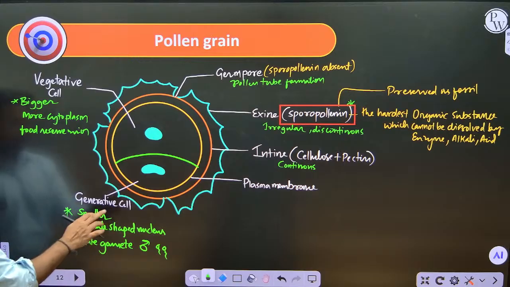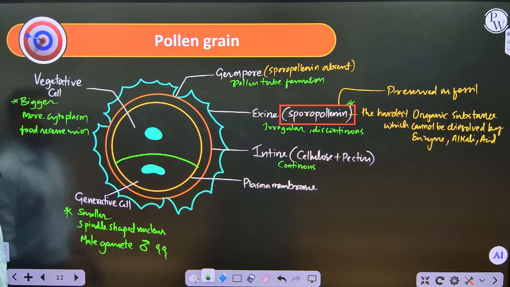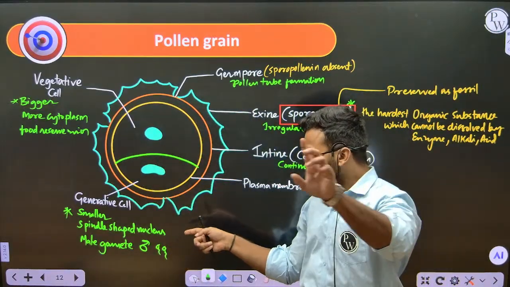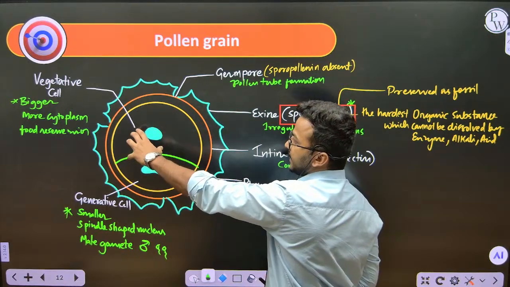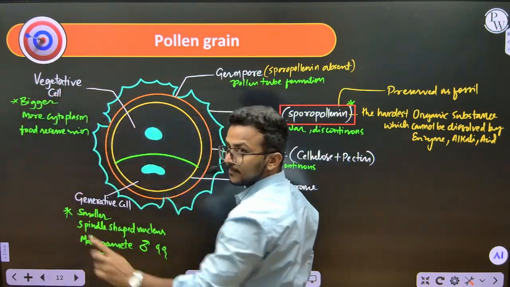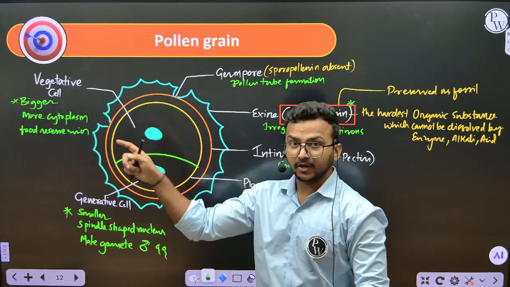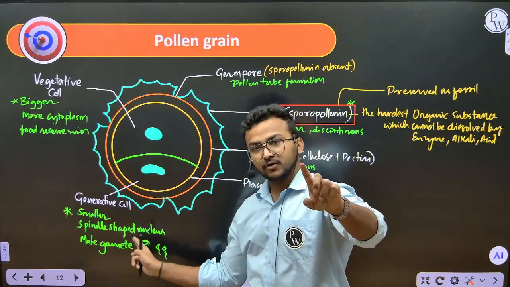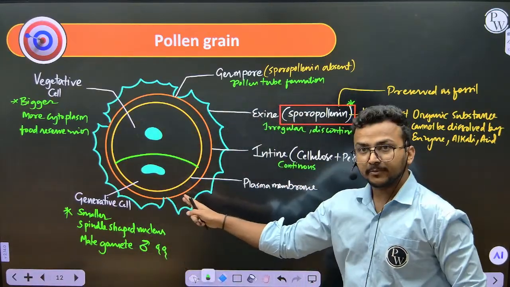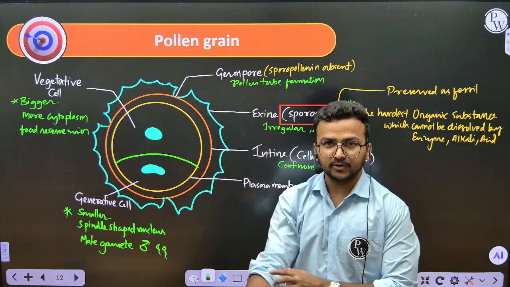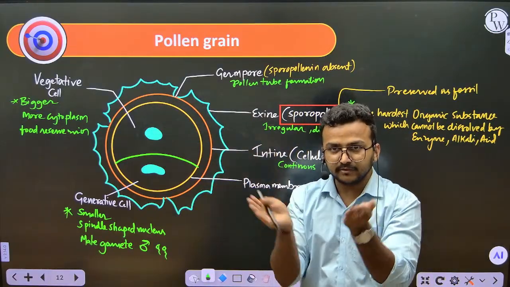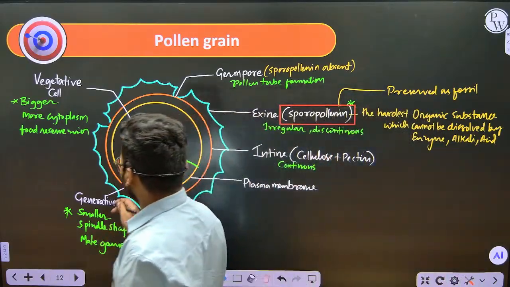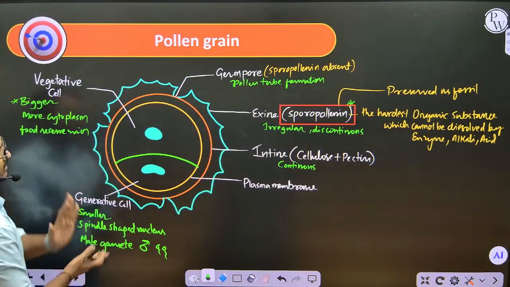The two male gametes are formed after the germination of the pollen tube, at that time it will follow. So listen here carefully. The vegetative cell will germinate the pollen tube. When it germinates the pollen tube, this generative cell is going to divide into two male gametes. These two male gametes will follow that pollen tube, where the tunnel will be there, and fuse with the female gamete there. So this is about the structure of pollen grain.